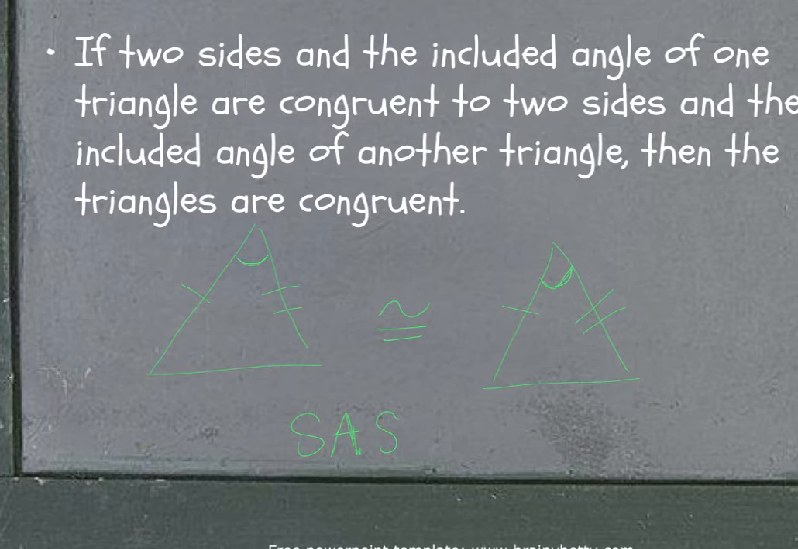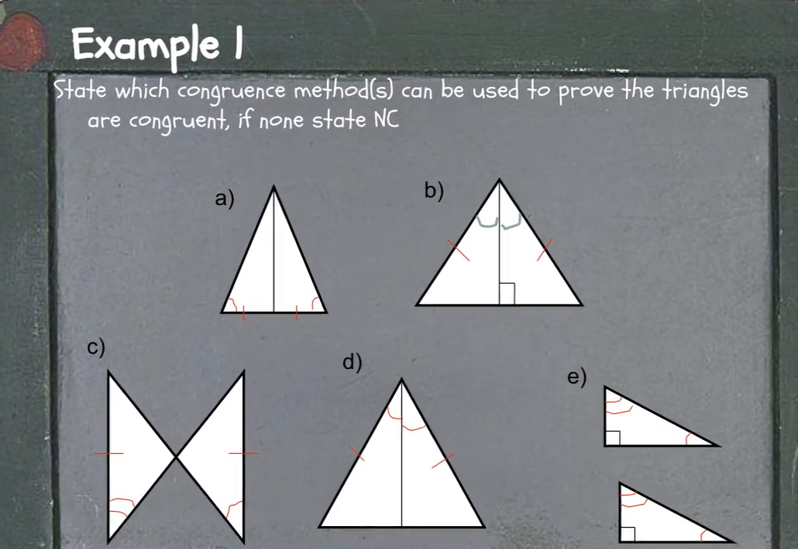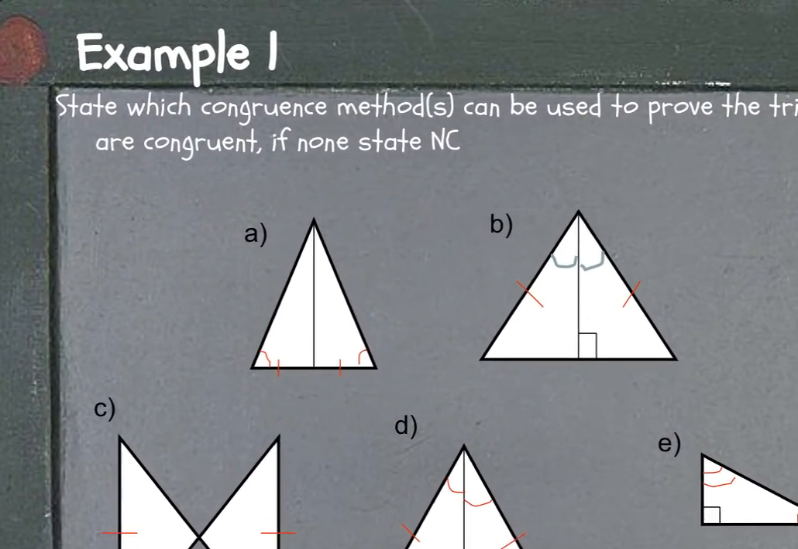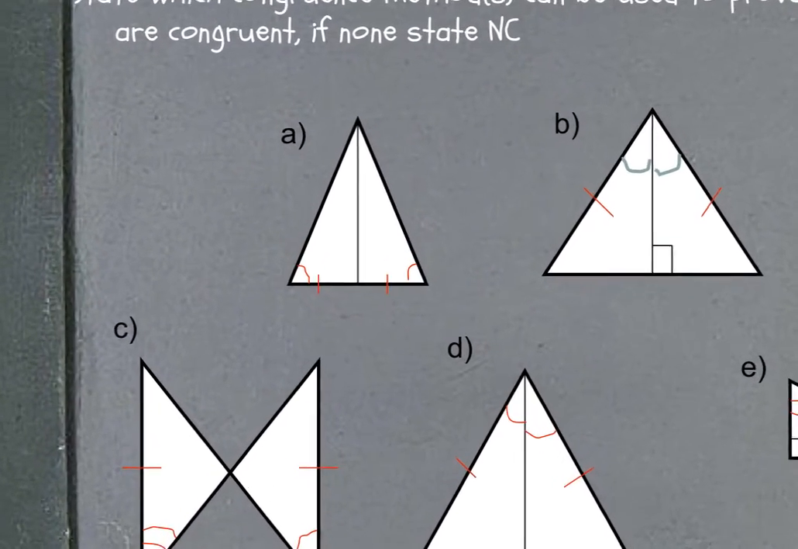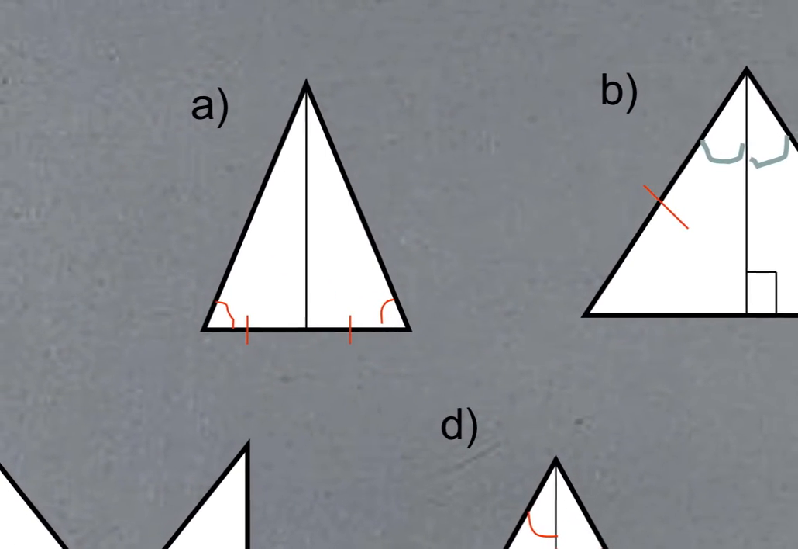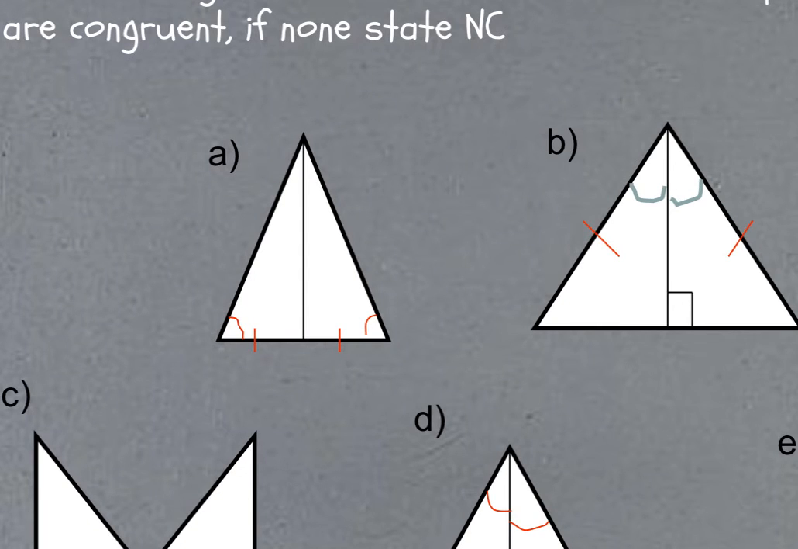Okay. And guys, that's it. That's all we're learning, okay? Now we're just going to apply it using some examples, okay? All right, so example 1. State which congruent method can be used to prove the triangles are congruent. If none, state NC. Okay, so for A, we've got two triangles here.